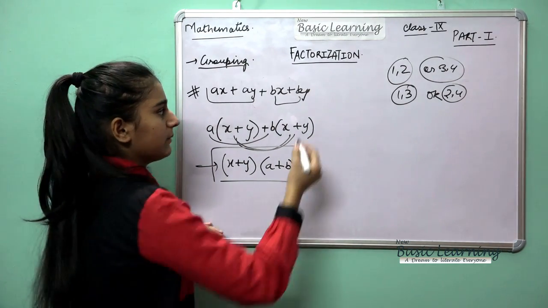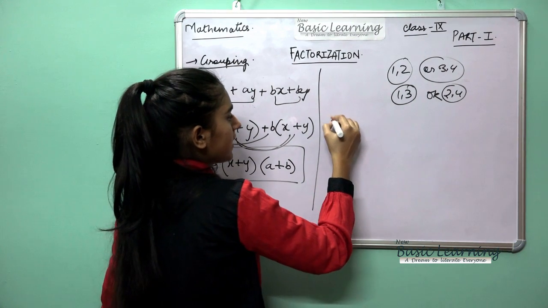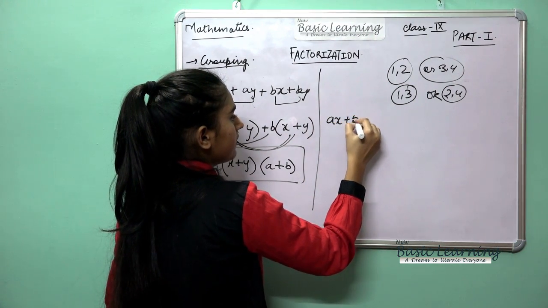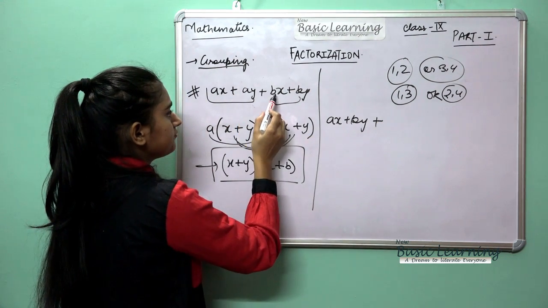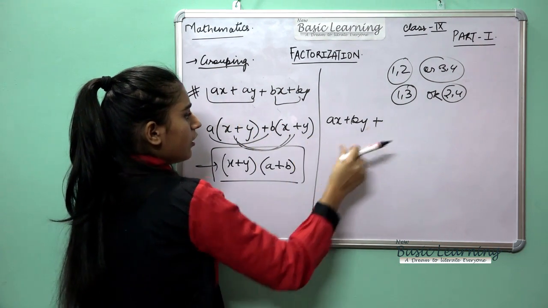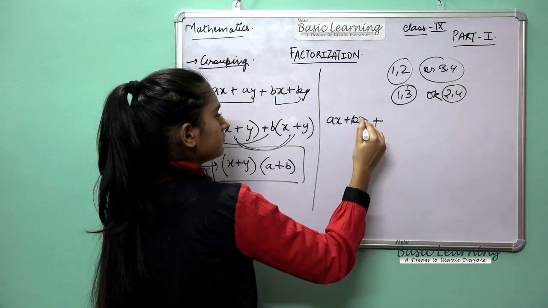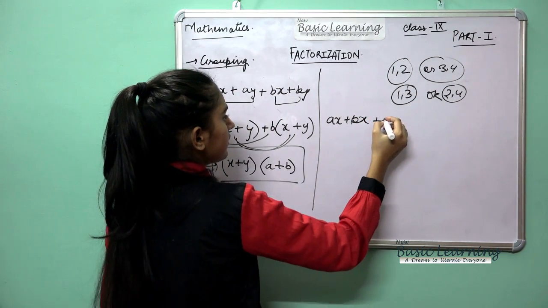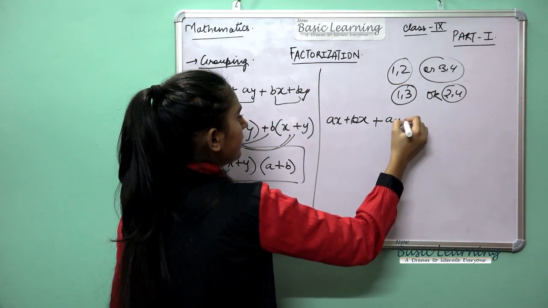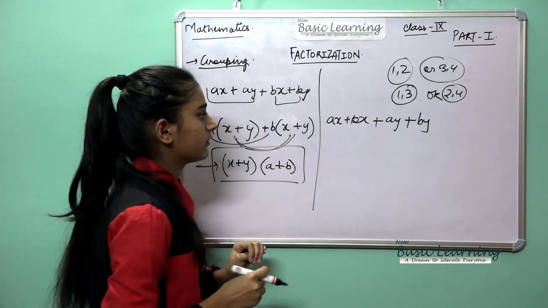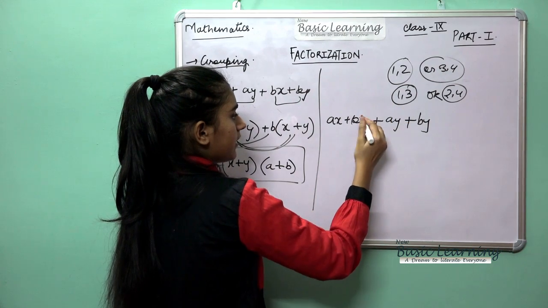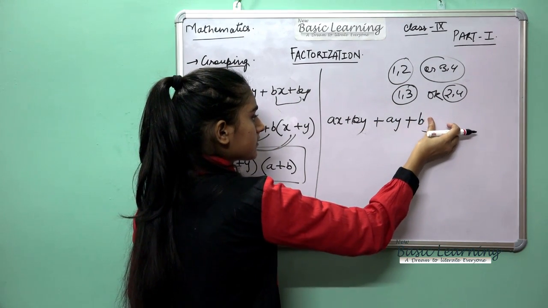Now we will do the second way also. Suppose the example given is ax plus by plus ay plus by. You can take here y and here x.